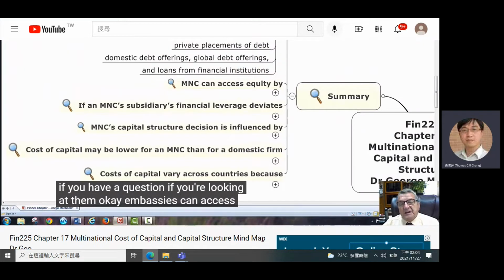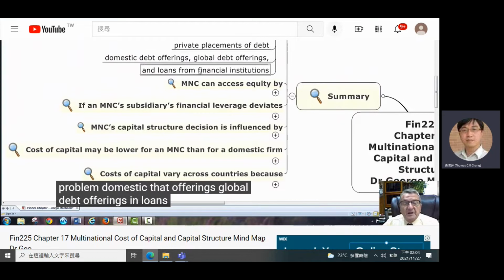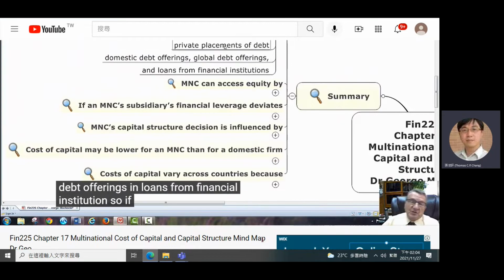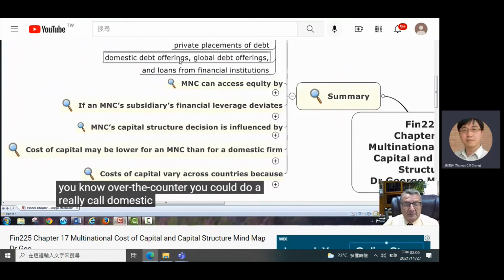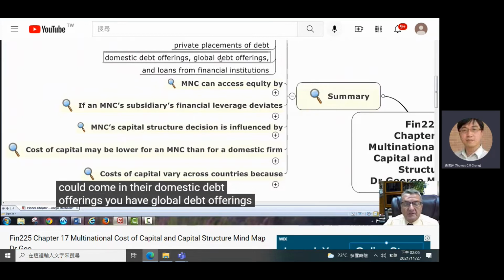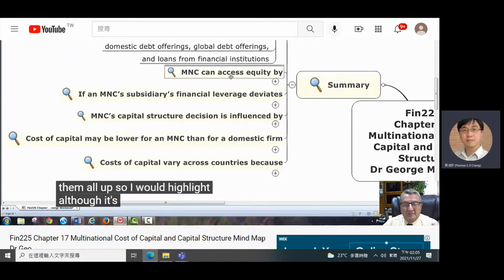Okay, MNCs can access debt through private placements of debt, no problem, domestic debt offerings, global debt offerings, and loans from financial institutions. So if I give you a short question, like how MNCs can access debt, you will just remember: a private, over the counter, or venture capital. Somebody else could come in there. Domestic debt offerings. You have global debt offerings. So you just list them all up, and I would highlight all of them.